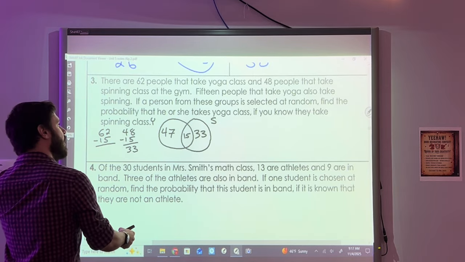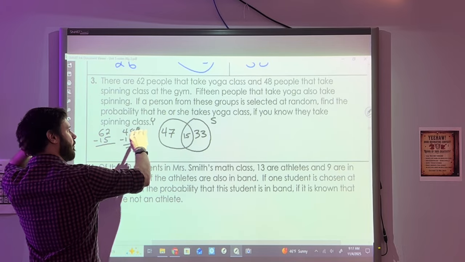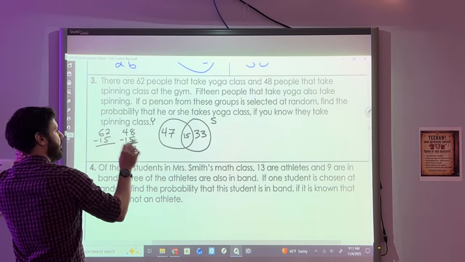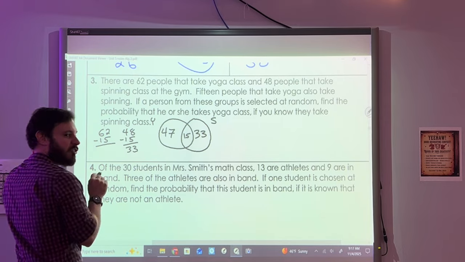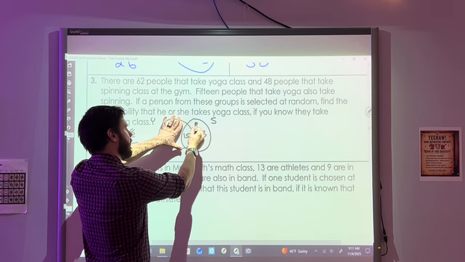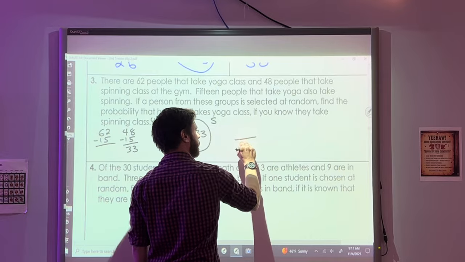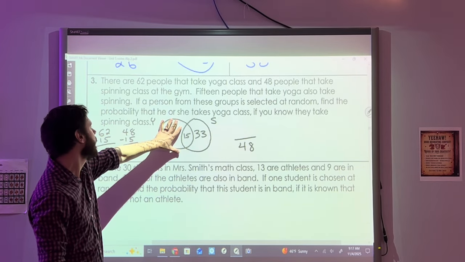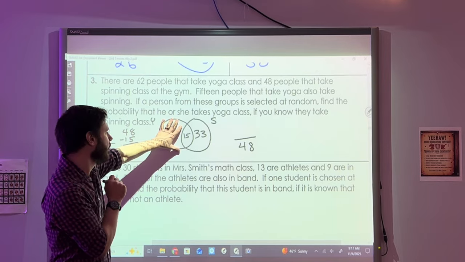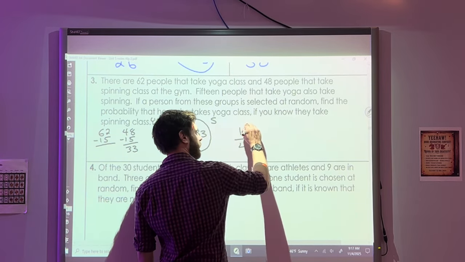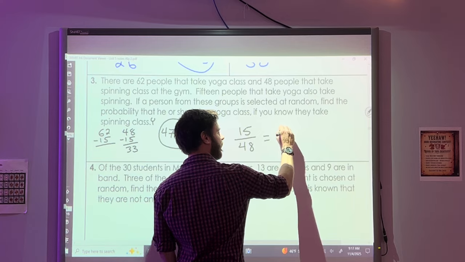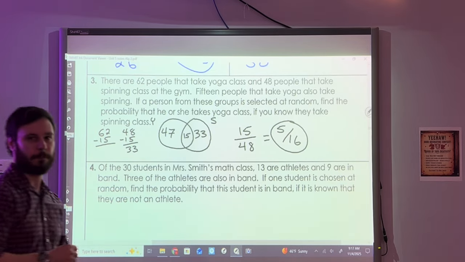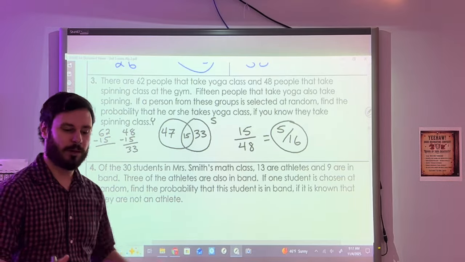Now to the question. If a person from these groups is picked at random, find the probability that they take yoga if you know that they spin. How many people spin? 48. Of these 48 that spin, how many take yoga? 15. And then reduce: 5 over 16. Building Venn diagrams is the easiest way to tackle these problems.